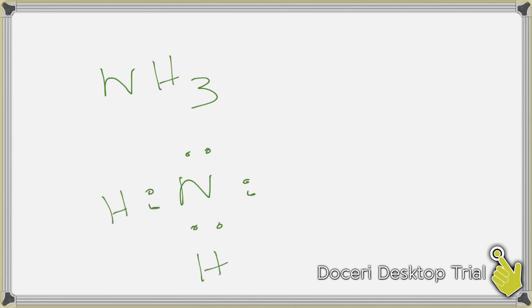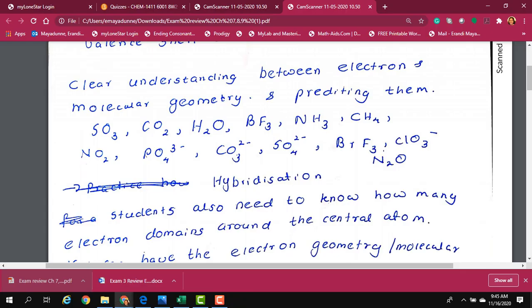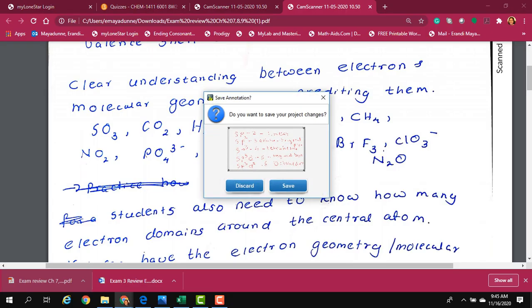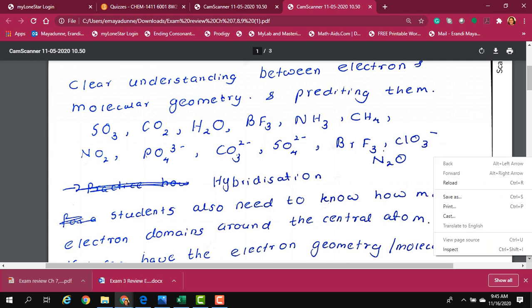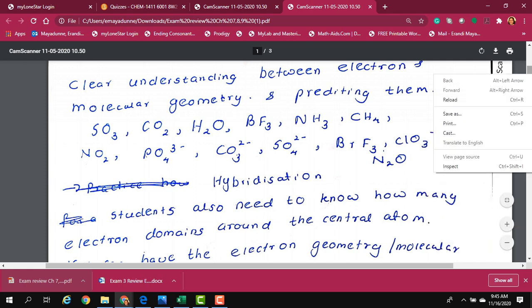You go to ammonia, N with H, H, H. You have four electron groups, it's tetrahedral, it is sp3. That's how you predict the hybridization. So you need to know that, it's an important concept.